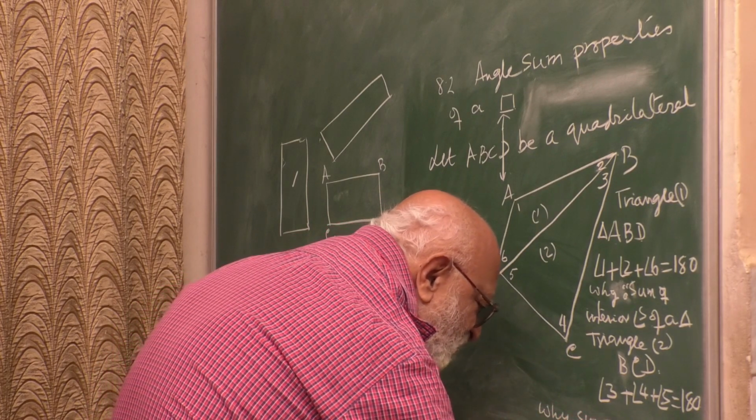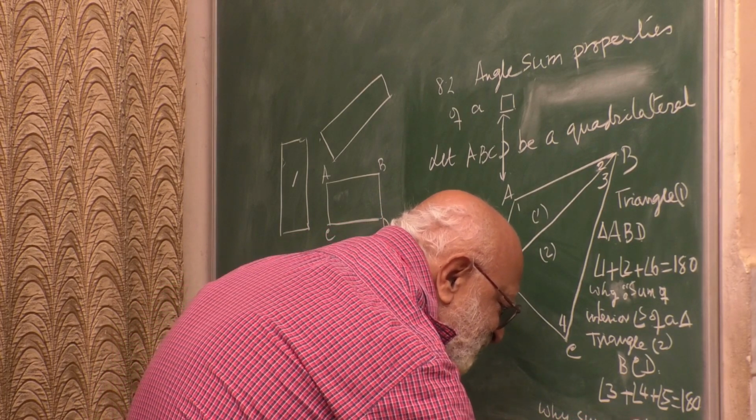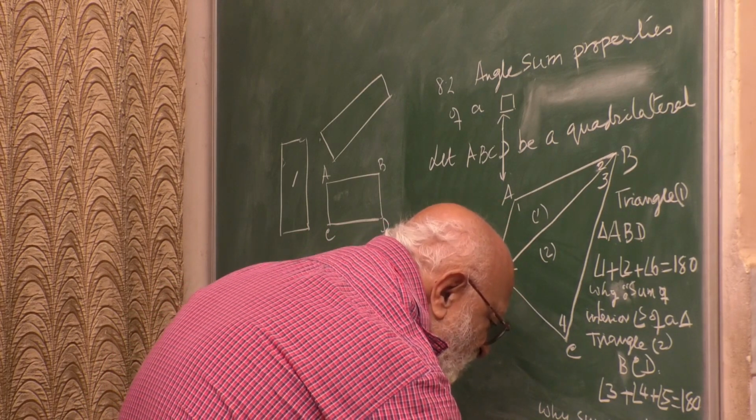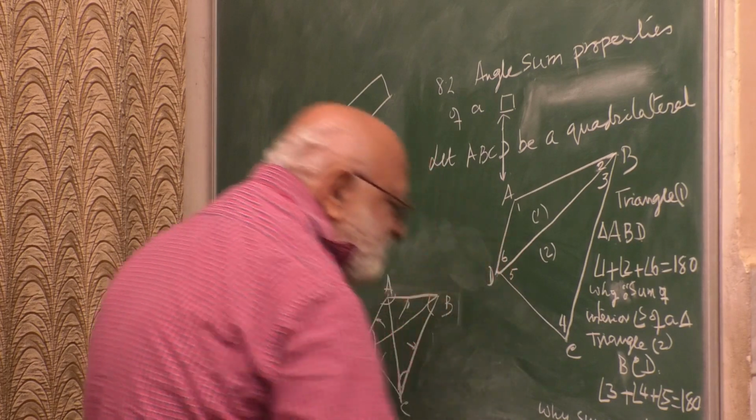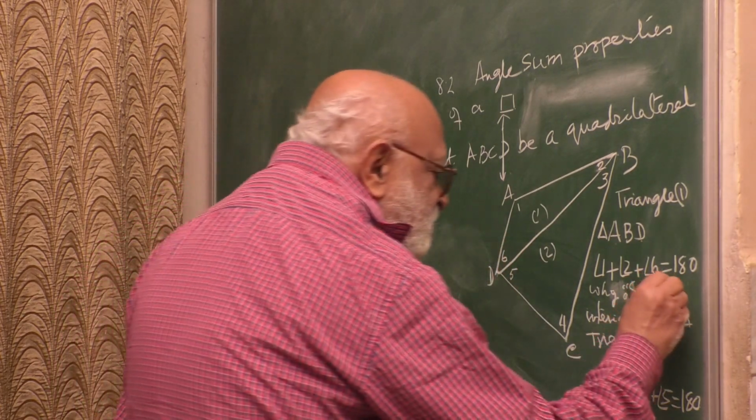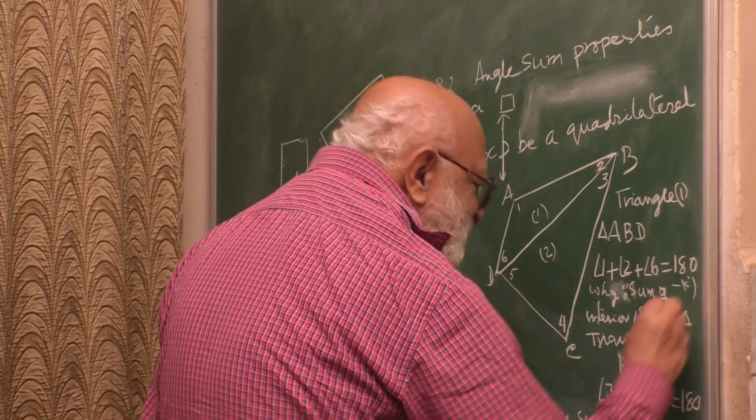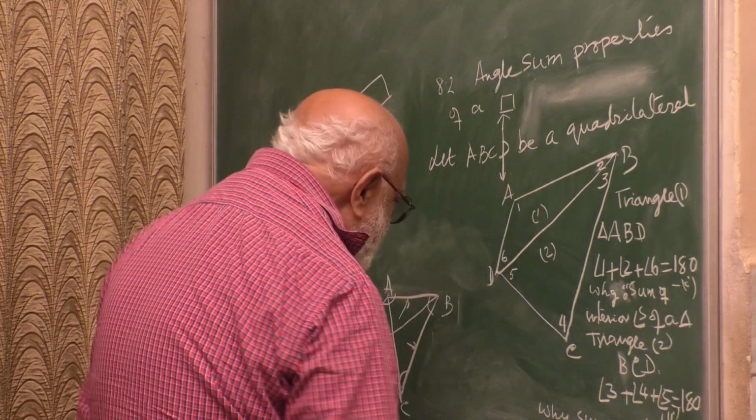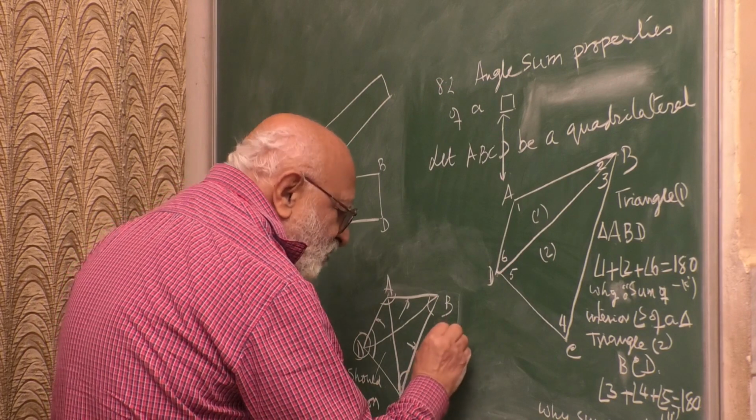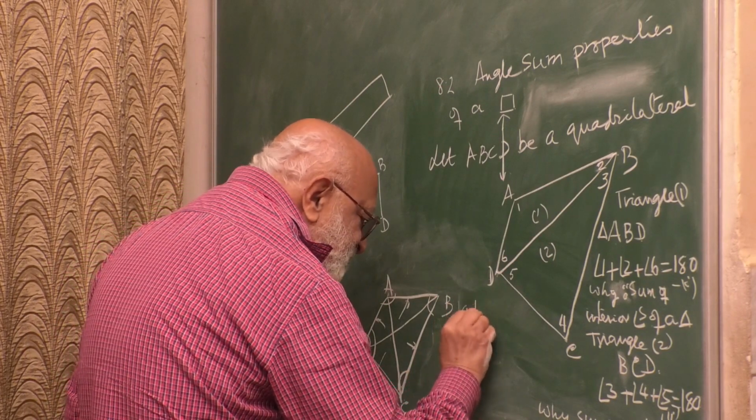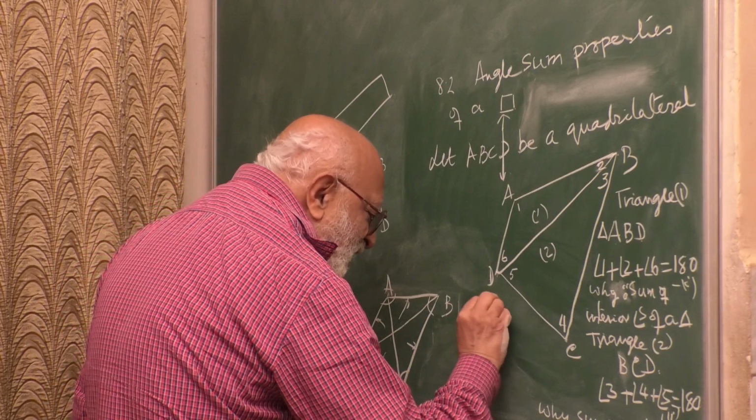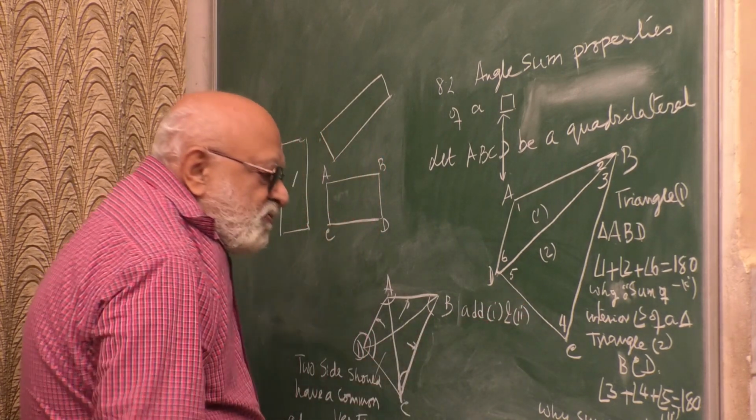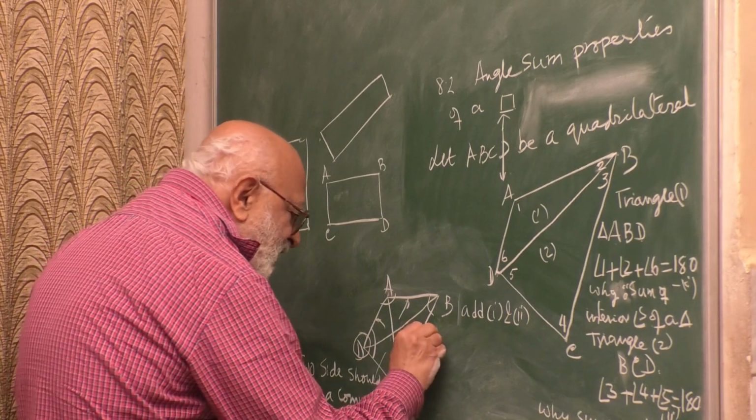Sum of interior angles of a triangle. So let's call this one 1, and let us call this one 2. Here I will add 1 and 2. So if I add 1 and 2, what will I have?